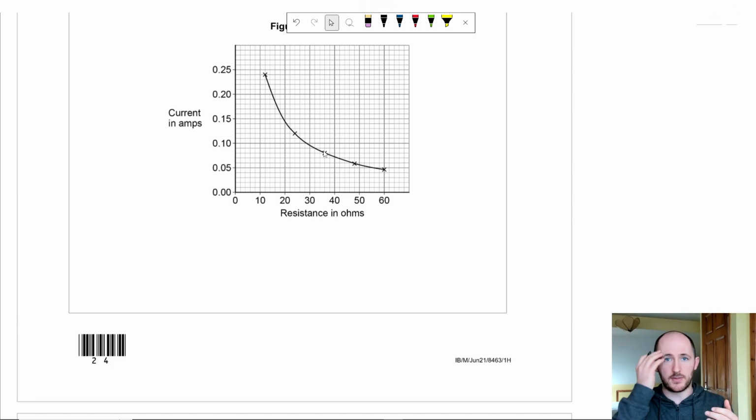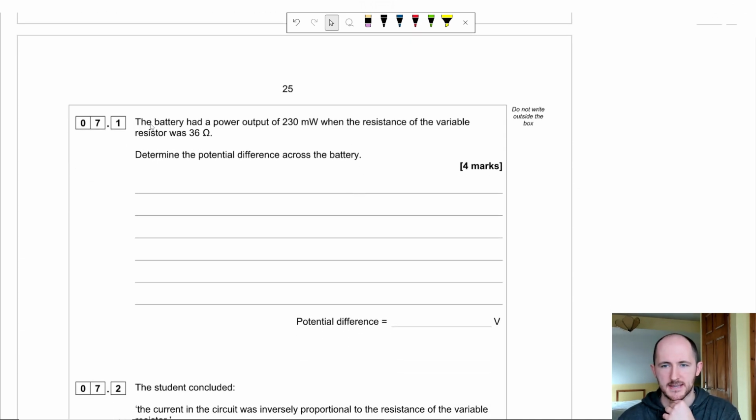That should make sense if you think of resistance as slowing down the electrons as they pass through something, then of course they're going to move less quickly, which is basically what current is, how quickly the current's moving through the circuit. And it says here, the battery had a power output of 230 milliwatts, which is absolutely tiny. When the resistance of the variable resistor was 36 ohms, we need to determine the potential difference across the battery.